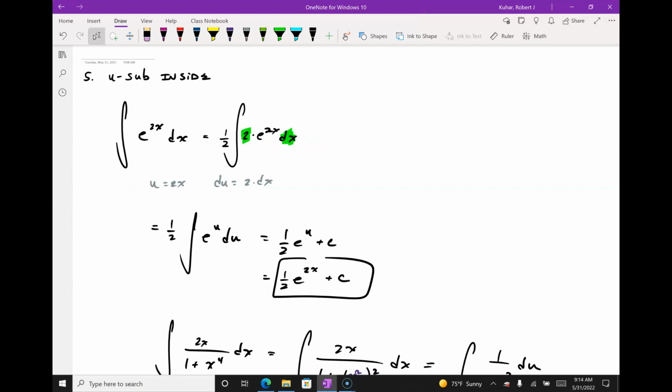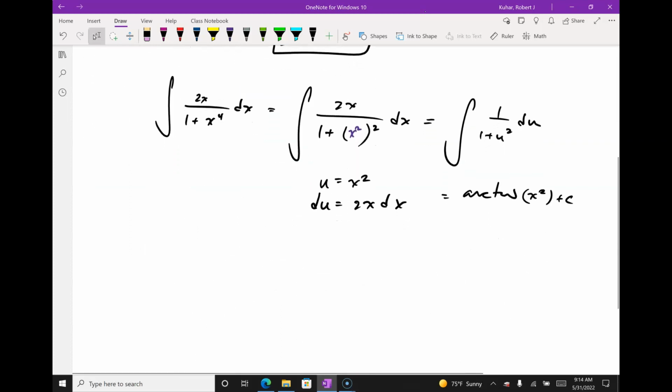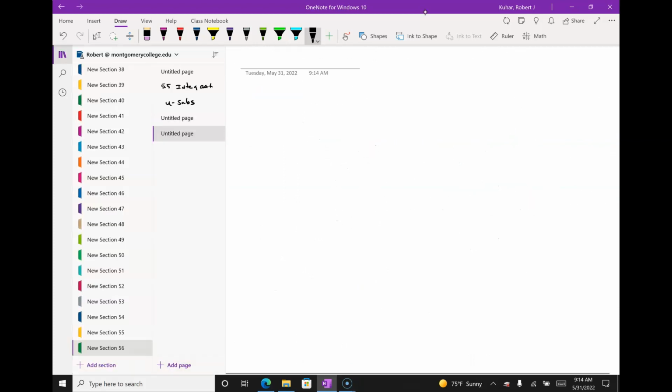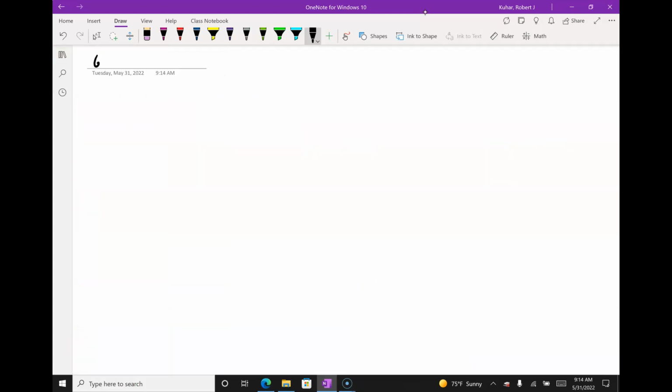Good. So now u sub downstairs, method 6 here. And again, who cares about the numbers? So this is, I'm looking at the Shom's problems.